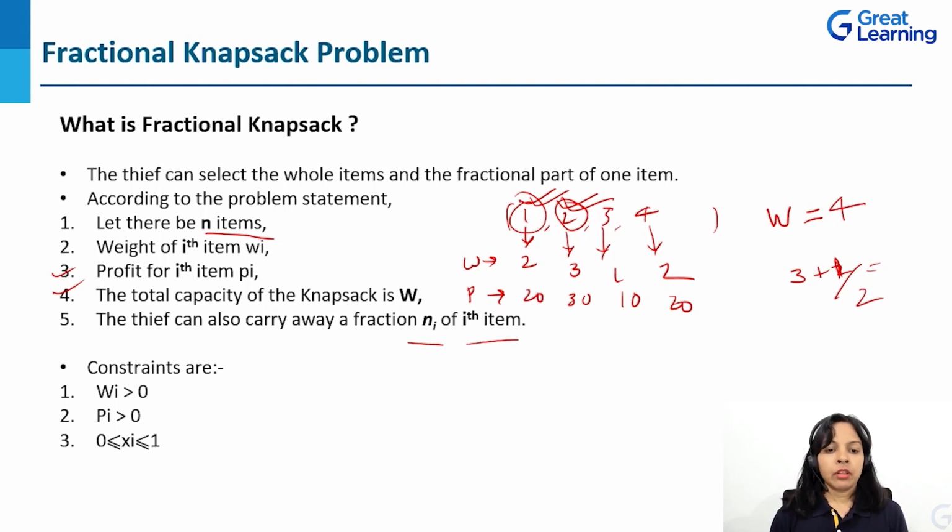Okay? So the constraints here are that the weight should always be greater than 0 for each item. Profit definitely is a cost, so it should be greater than 0. The weight and profit both cannot be negative numbers. So that's the two constraints. The third constraint is that the fractional part should always be between 0 and 1. Right? Always the fraction will be between 0 and 1 itself. So that's the third constraint.